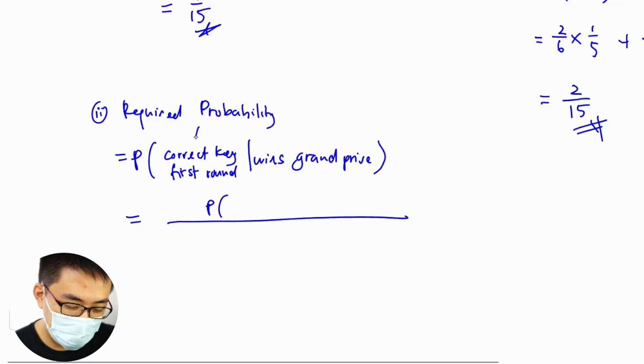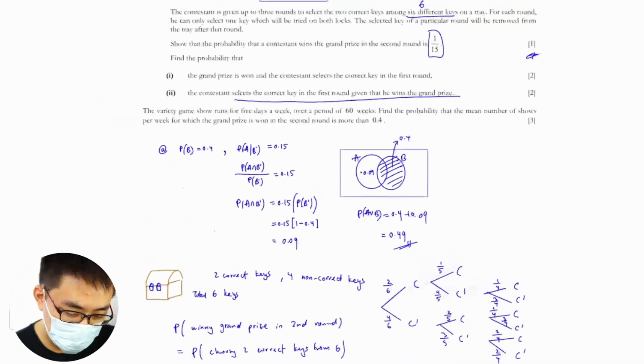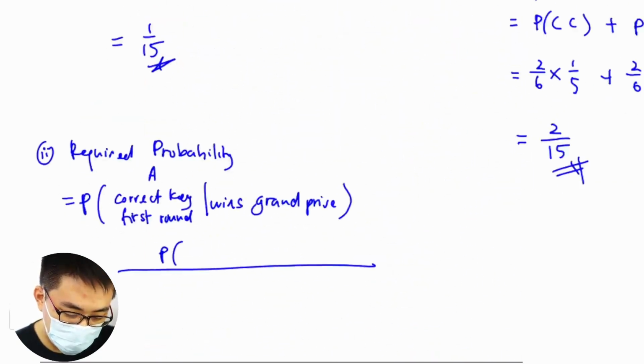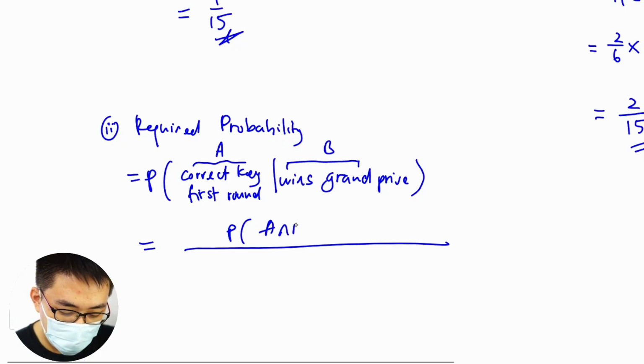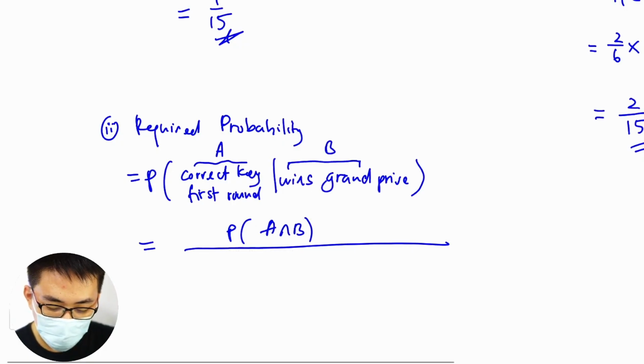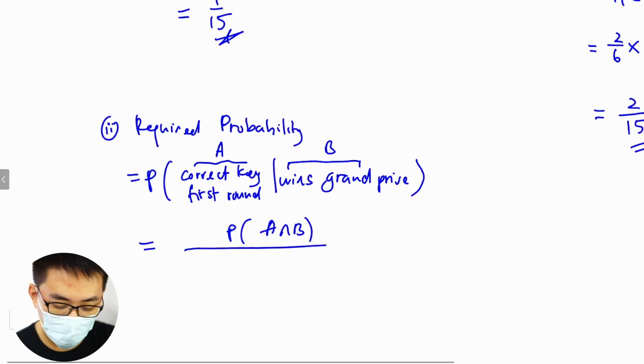Alright, let's say this is event A and event B. So A intersect B. If you select the key in the first round and intersect, you win the grand prize. This is win grand prize.